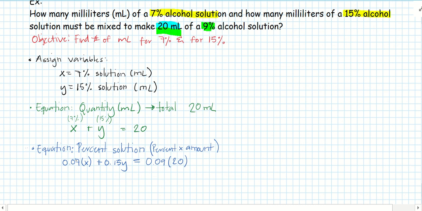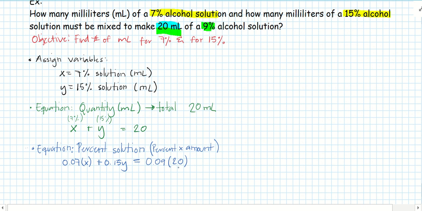So here we're multiplying the percentage times the amount or quantity for each of the solutions. For the 7% solution, we have x milliliters, so we multiply times 0.07. For the 15% solution, we have y milliliters, and we multiply times 0.15 because it's 15%. And for the final mixture, we have 20 milliliters for the 9%, so 20 times 0.09, right? So we multiply the percent times the amount of each of the solutions, okay?